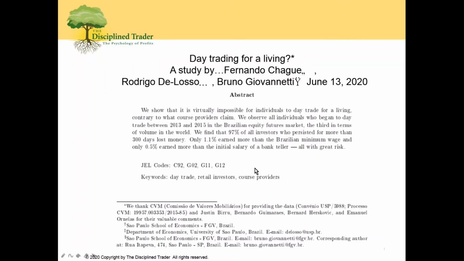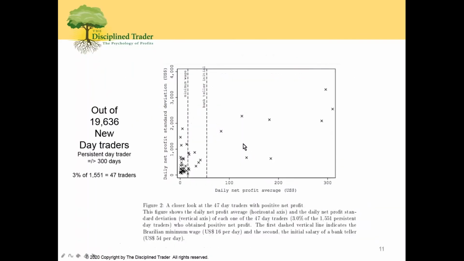I love the fact that they threw that in there. But I found it interesting. They took a look at this chart. This was 19,000 traders that they analyzed from transactional firms. Of those that persisted for equal to or greater than 300 days, there were 1,551 of them. 3% of them made money.